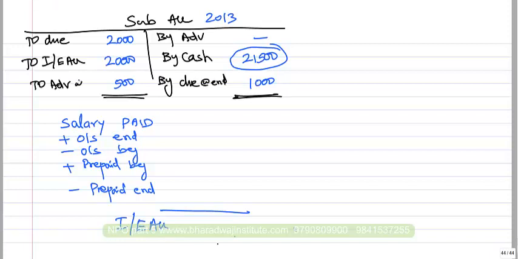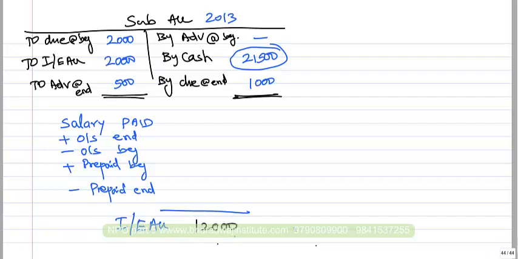Due at the end, advance at the end. This is due at the beginning. Advance at the beginning is not given. Look at the salary details, please. Salary, how much is given in the income and expenditure account? 12,000. Salary given is 12,000.